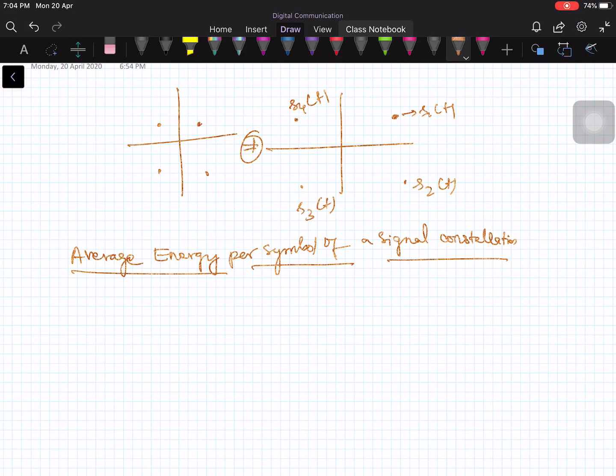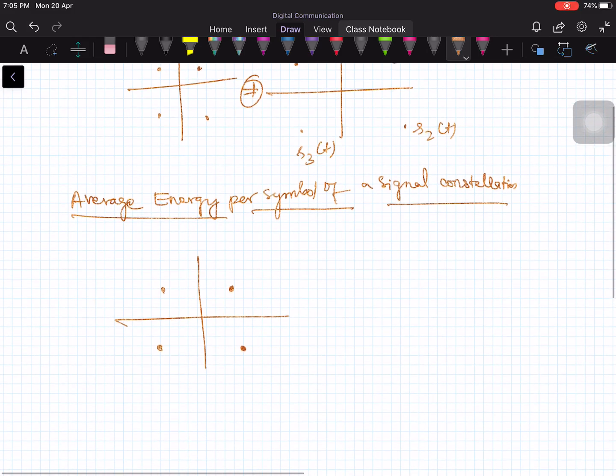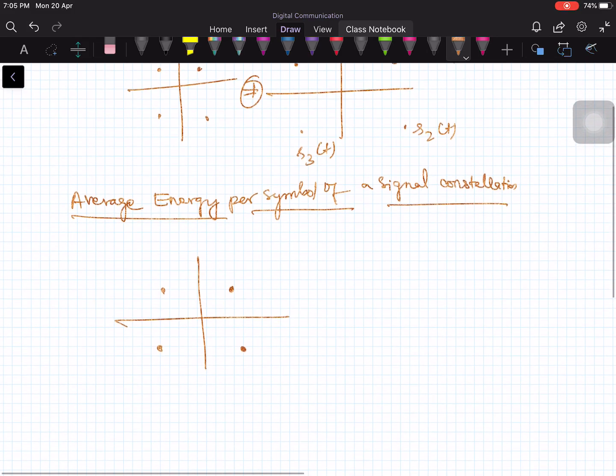Fine. Let me first define the average energy per symbol of the constellation. Given a constellation, how much energy on average am I using? We have a signal constellation, so let me take a simple constellation. There are 4 points here. How much energy on average am I going to transmit? Let us consider this constellation with 4 points, 4 symbols.